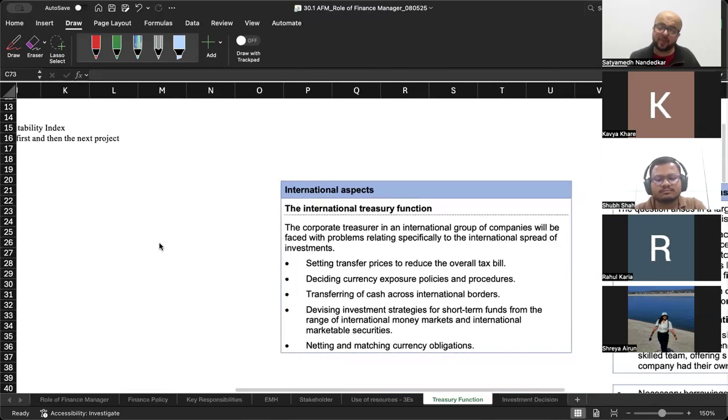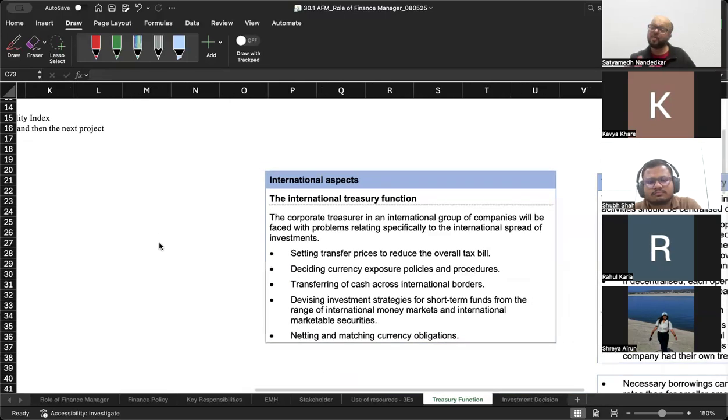Now, one aspect that you might be asked in your AFM paper is, around 4-5 times a question has been asked, what is the job of the international treasury function. Okay. So corporate treasurer who is like, say for example, head office is in USA and they have operations all over the world. If you remember multilateral netting that we do in forex risk management, managing that is the responsibility of the international treasury department. Then making sure that forex exposure is minimized, making sure that transfer of cash across borders is done in a seamless manner at the right time.